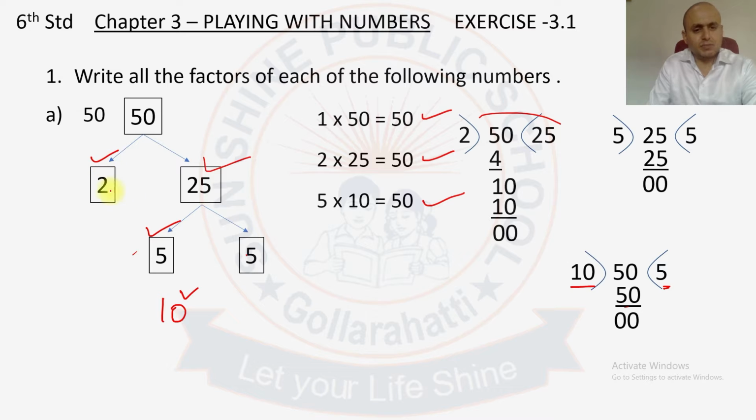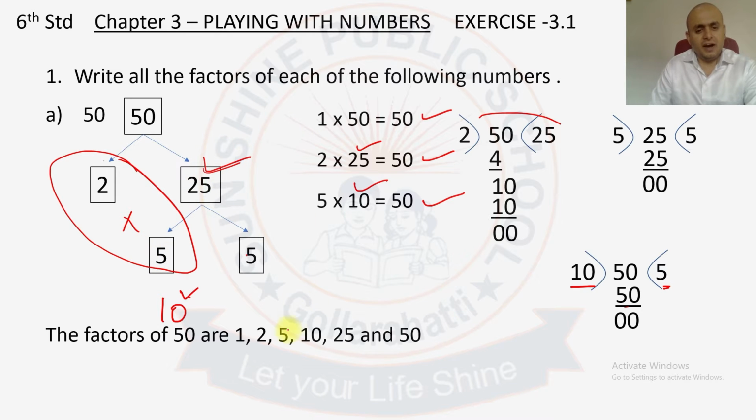Only these numbers come as factors of 50, because you can check. 2 into 5 is 10, so we got 10, and 10 has already come. Next 5 5s are 25, and 25 has come. Next 25 is here. So we don't get any other numbers. So these are called factors of 50. The factors of 50 are 1, that is 1, 2, 5, okay. Next 10, 25 and 50. So 10, 25 and 50, these are called factors of 50.